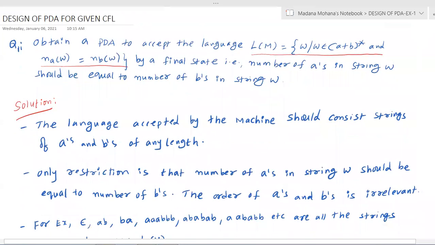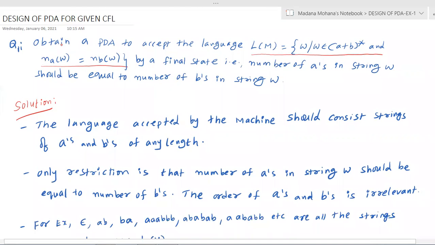Welcome to our course Formal Language and Automata Theory. In this lecture, I'm going to explain the construction of a PDA for a given context-free language. So here I have taken one example problem.